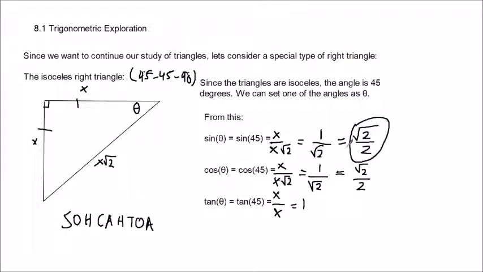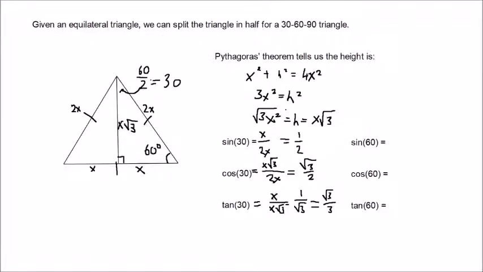And I'll tell you an easy way to memorize some of these maybe in the next lesson, right? Cosine is the exact same, because guess what? Cosine is also x over x square root of 2, which is also 1 over square root of 2, which is also square root of 2 over 2. However, tangent is 1, because tangent's opposite over adjacent, which is x over x, which is just 1. So we know our values for 45 degrees.